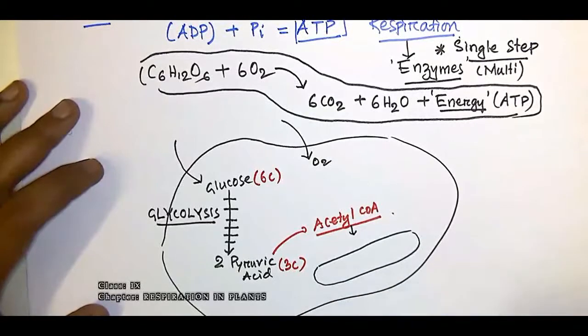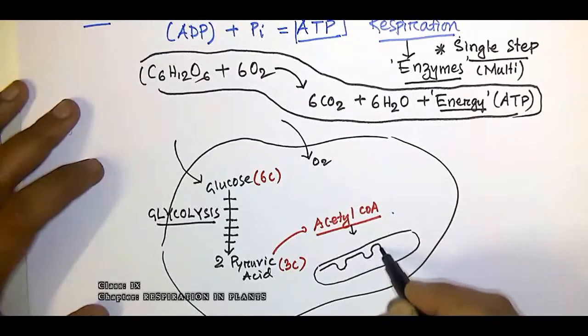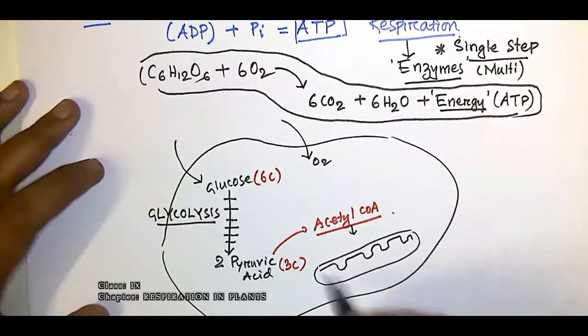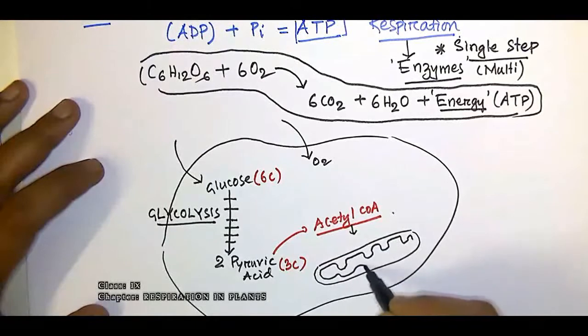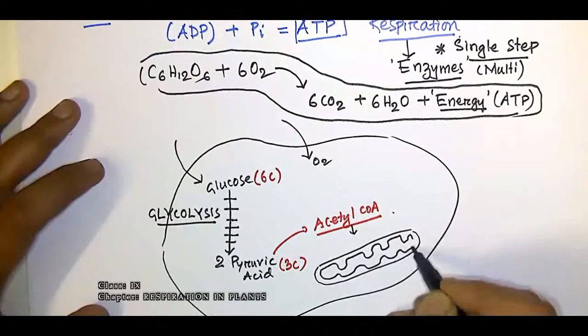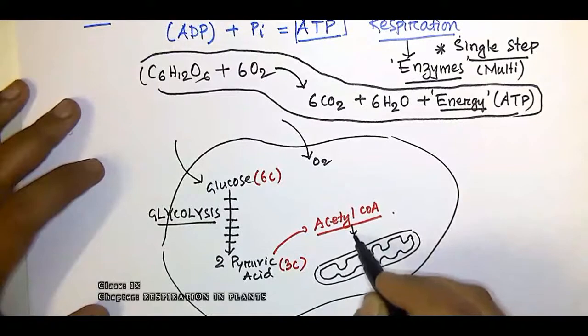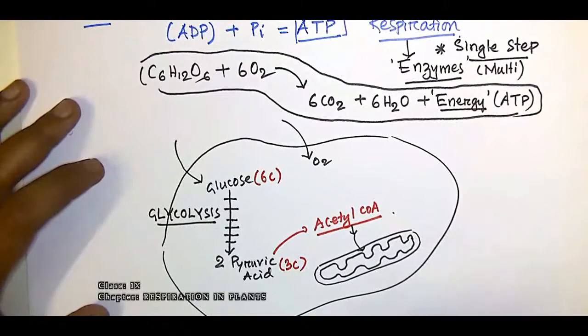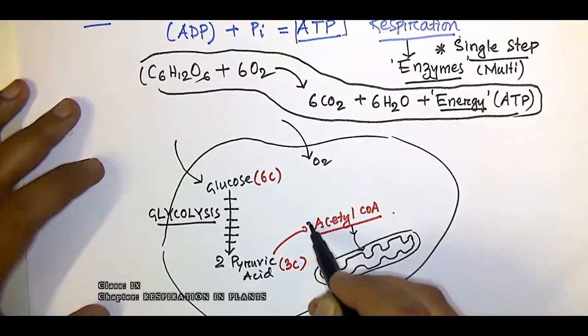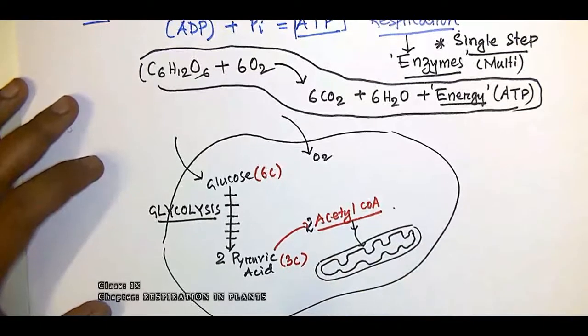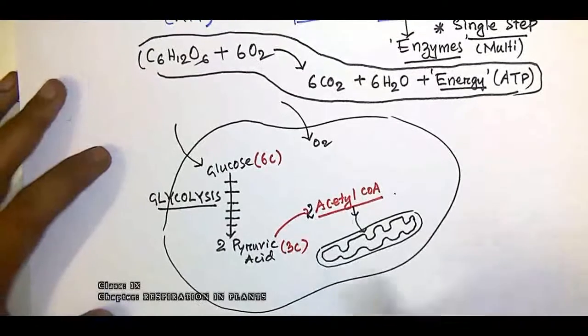Where is the powerhouse of the cell? Yes, you have studied in your first chapter. Can you recall who this is? Yes, it is none other than your mitochondria. So where is this acetyl CoA going to enter? It's going to enter the mitochondria. So how many molecules of pyruvic acid need to be converted? Two molecules. So two molecules of acetyl CoA need to be formed, right? So these two molecules will enter inside the mitochondria.